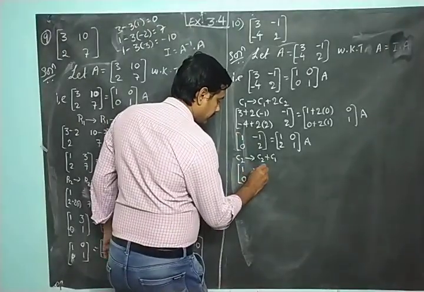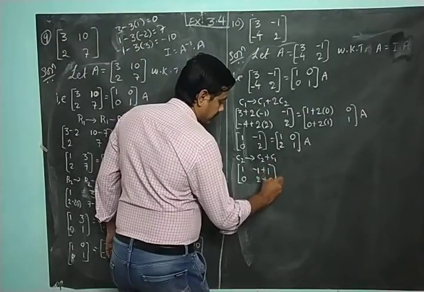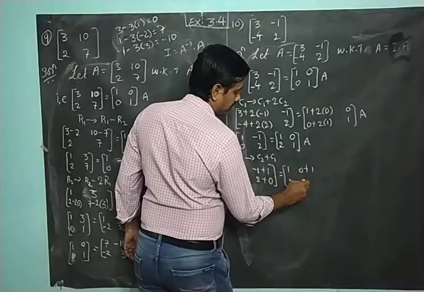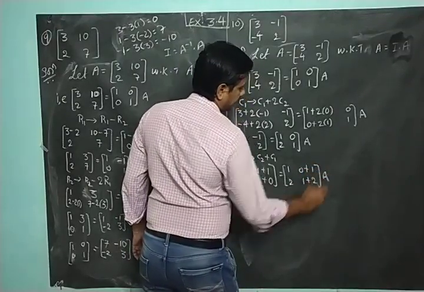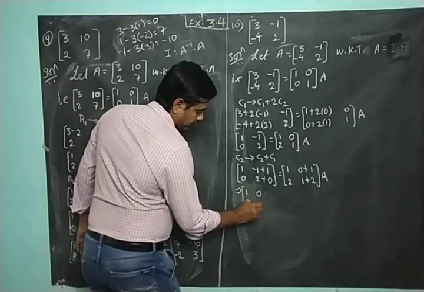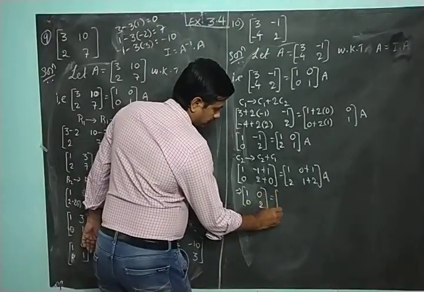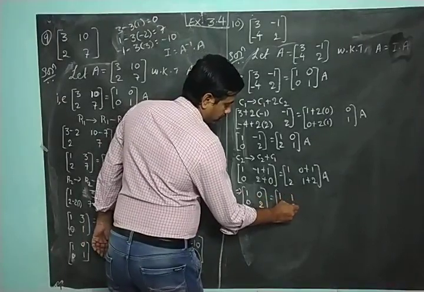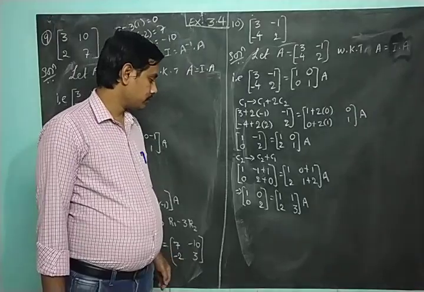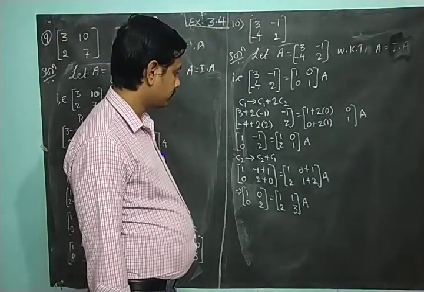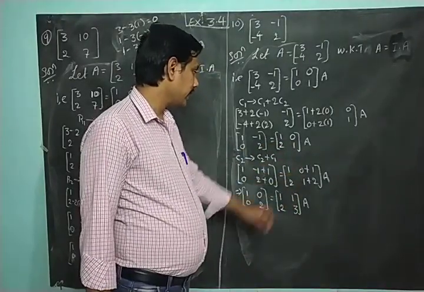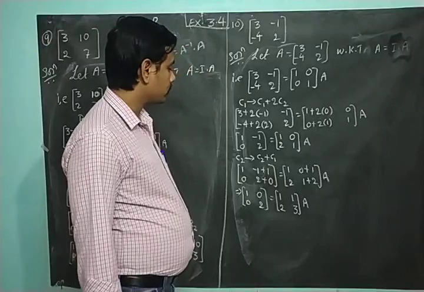Right? This is 2 plus 0. Right? 1, 2. This column will remain as it is. And here 0 plus 1 and 1 plus 2A. So this is nothing but 1, 0, 0, 2, 1, 2, 1, 3, A. Okay? So minus 1 plus 1 is 0, 2 plus 0 is 2. 0 plus 1 is 1 and 1 plus 2 is what? 3.